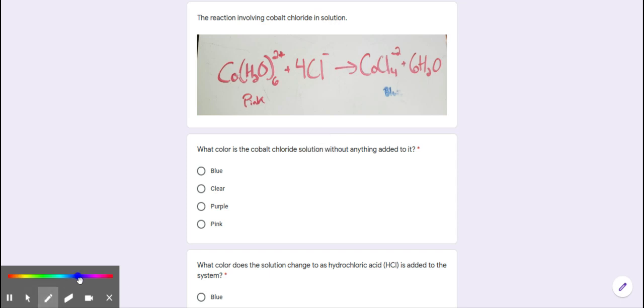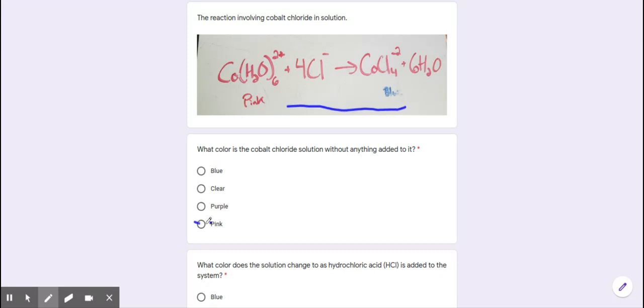Okay, in this video, I'm just going to explain some of the answers to the Le Chatelier's principle lab, where we had the cobalt chloride and we were adding different things and putting different stresses on the system. So here's the reaction right here. It says, what color is a cobalt chloride solution without anything added to it?